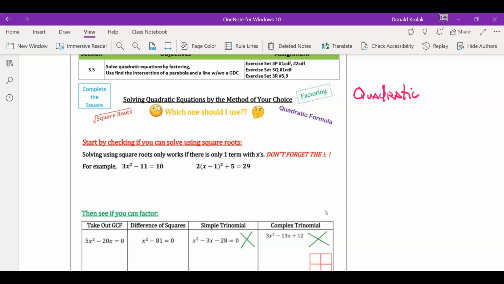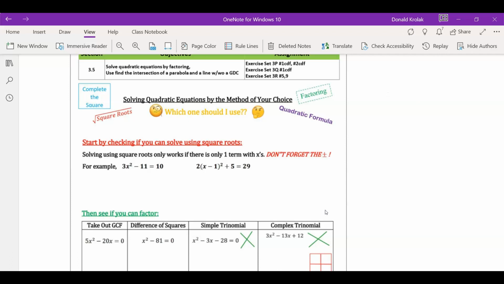Like this first one, 3x squared minus 11 equals 10. Well, what if it was like 3x squared minus 11 is greater than 0 or less than 0? These are called quadratic inequalities, and that's a whole different process. All right, lots of ways to solve quadratics.